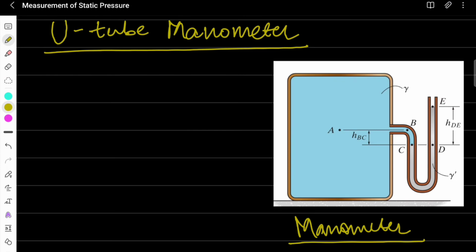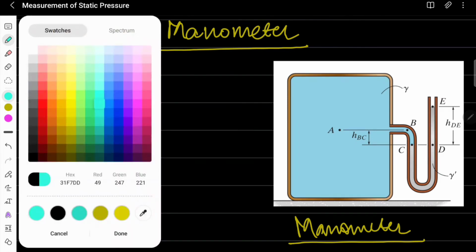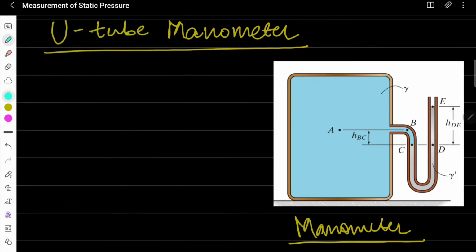Before proceeding to solve this problem, how the pressure will be measured, there are some observations you must note down. The pressure at E is atmospheric pressure. Pressure at E is PATM.